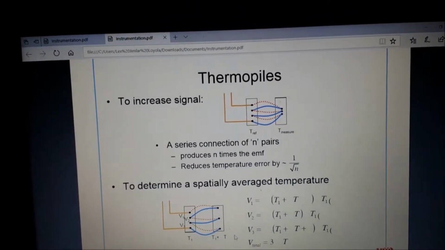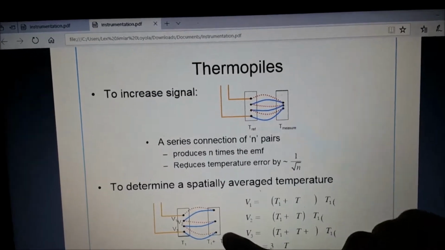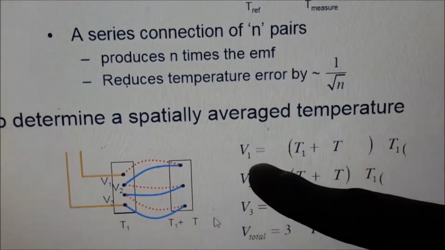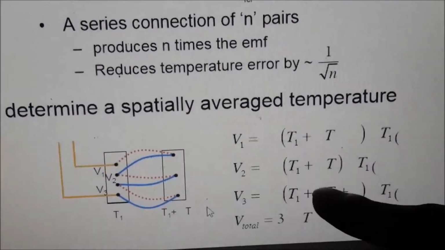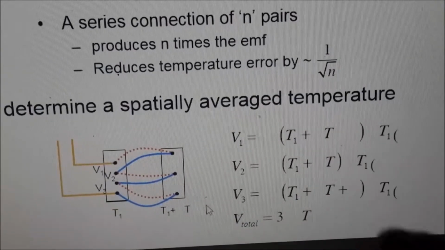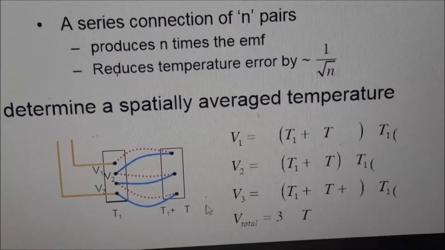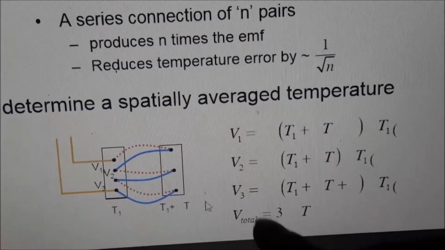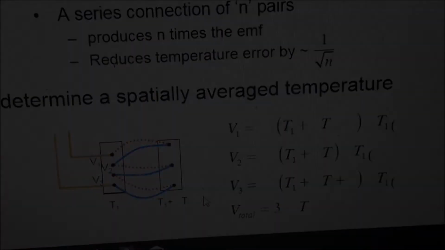To determine a spatially average temperature, meron tayo dito makikitang V1, V2, and V3. So, ayun, we have equations V1 is equal to T1 plus T, V2 is equal to T1 plus T times T1, then V3 is equal to T1 plus T plus blank times T1. So therefore, makukuha natin ang V total na 3 times the temperature. Ganun lang po.